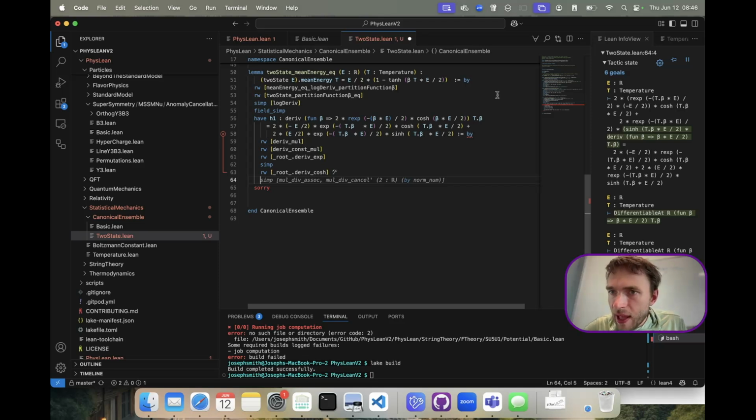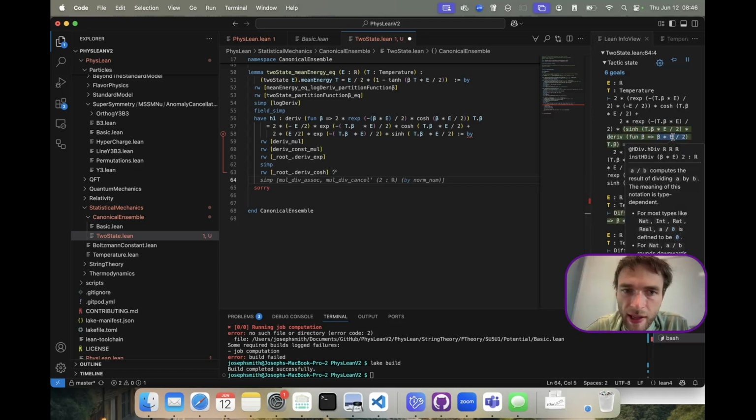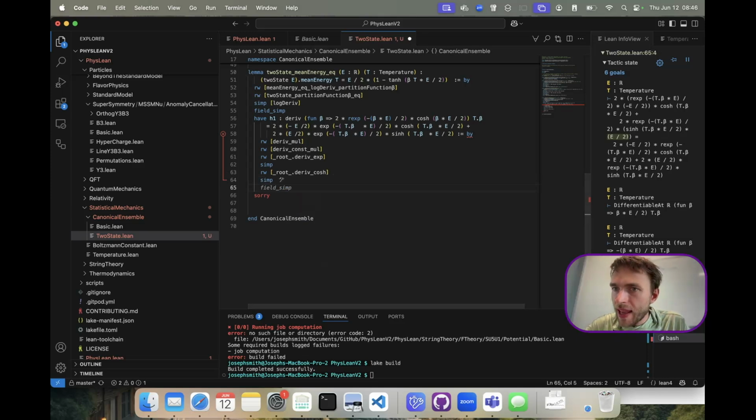But then we get this thing here. So that's done the derivative of cosh. And then we've got this derivative of this linear function here. So we do simp. And now we have an algebraic expression, which we now have to solve.